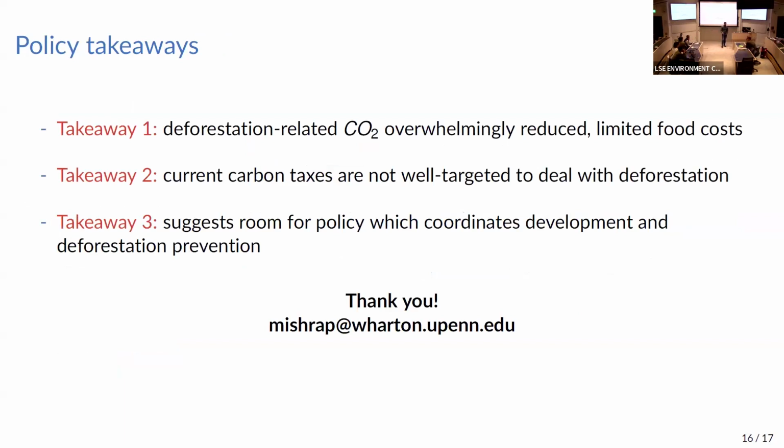So my 3 takeaways from the paper: first, deforestation-related carbon dioxide policy can overwhelmingly reduce CO2 emissions at a limited food cost. My second takeaway is that current carbon taxes are likely not targeted well to do this. And so my third takeaway is that there's likely room in the aggregate for thinking about policy which coordinates development and deforestation prevention. I have a little bit of time, so I can tell you a little bit about some extensions, but I'll start with questions maybe.